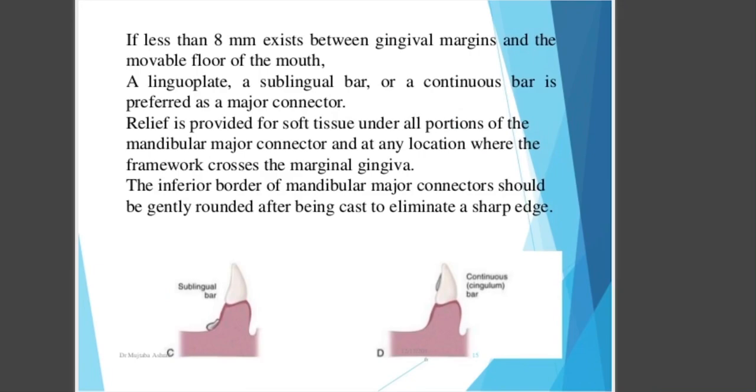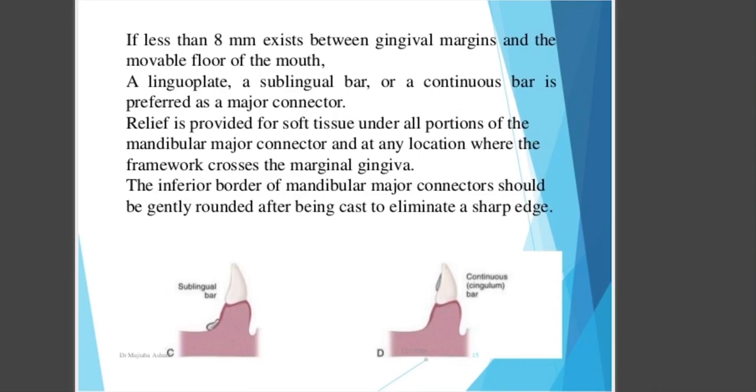If less than 8 mm exists between the gingival margin and the movable tissue of the floor of the mouth, a linguoplate, a sublingual bar or a continuous bar is preferred. So remember, if there is less than 8 mm between the gingival margin and the floor of the mouth or the movable portion of the mouth, then usually we prefer a linguoplate, sublingual bar, continuous bar or cingulum bar.